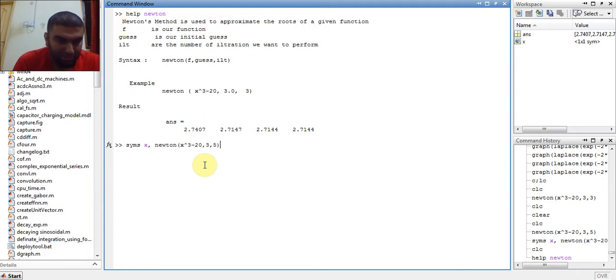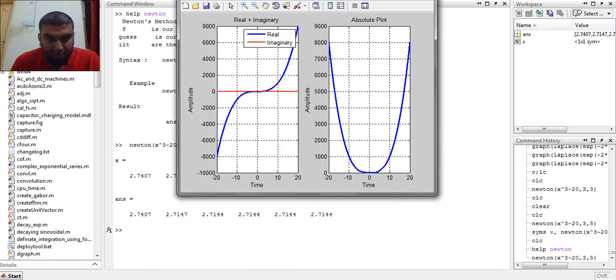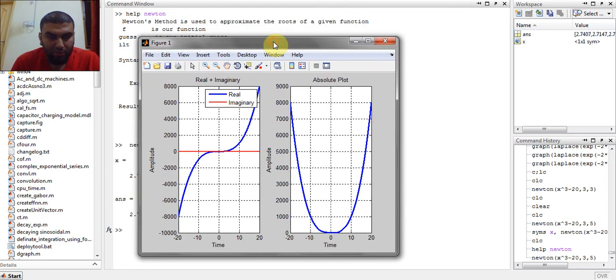So let's try this same thing practically. Here I did five iterations, for instance, of three. As you can see, after two to three iterations, my answer is just 2.7144. Let's see it in graphic form as well and plot the graph.